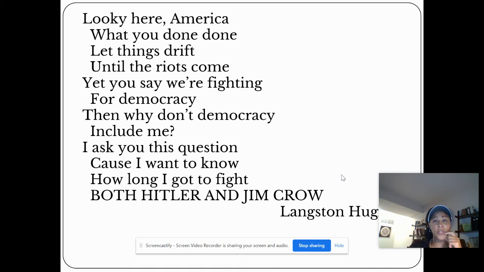Here's a poem by Langston Hughes. So kind of read that on your own.